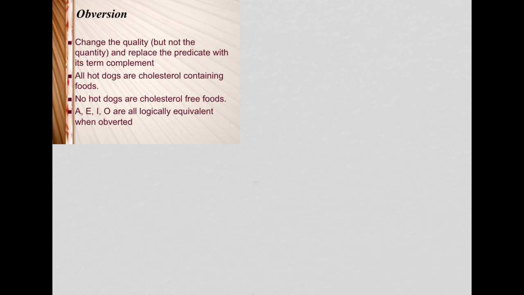So quality, remember, is affirmative or negative, and quantity, remember, is universal or particular. When you obvert a statement, you want to keep the original statement's quantity, that is how much, the same. So if it's a universal statement, keep it universal. If it starts off as a particular statement, keep it particular. But change it from affirmative to negative or vice versa. So to take an example here, we have all hot dogs are cholesterol-containing foods. And so the quality here, in all A statements, as we learned already, is affirmative, so we need to make it negative.